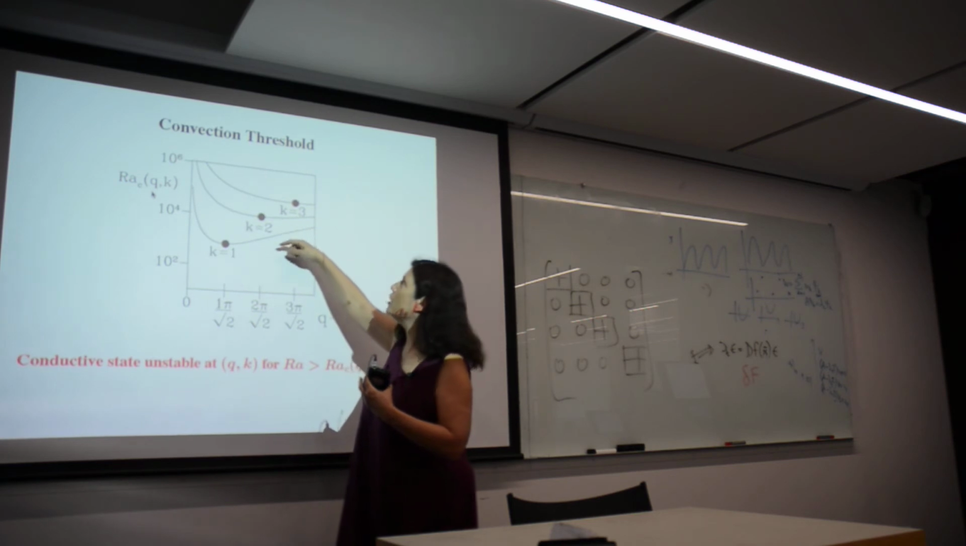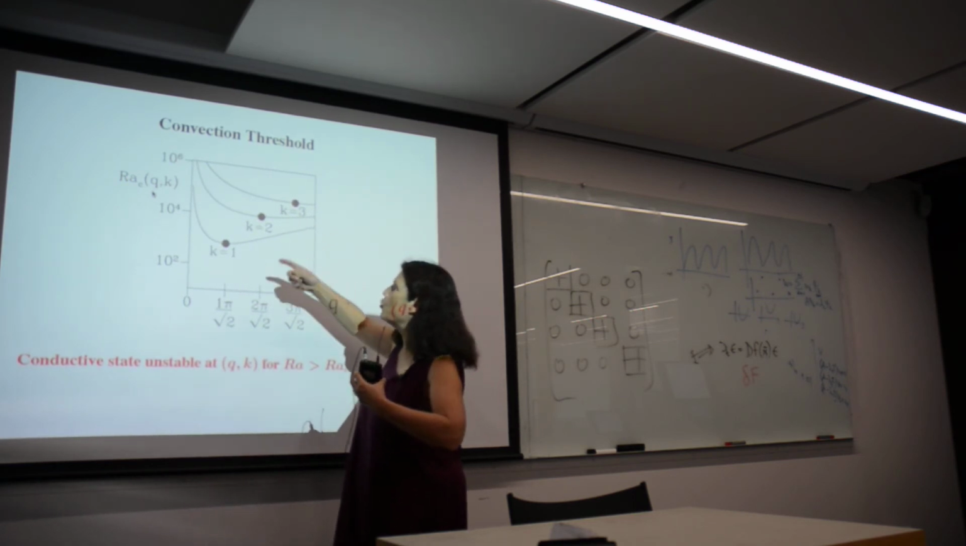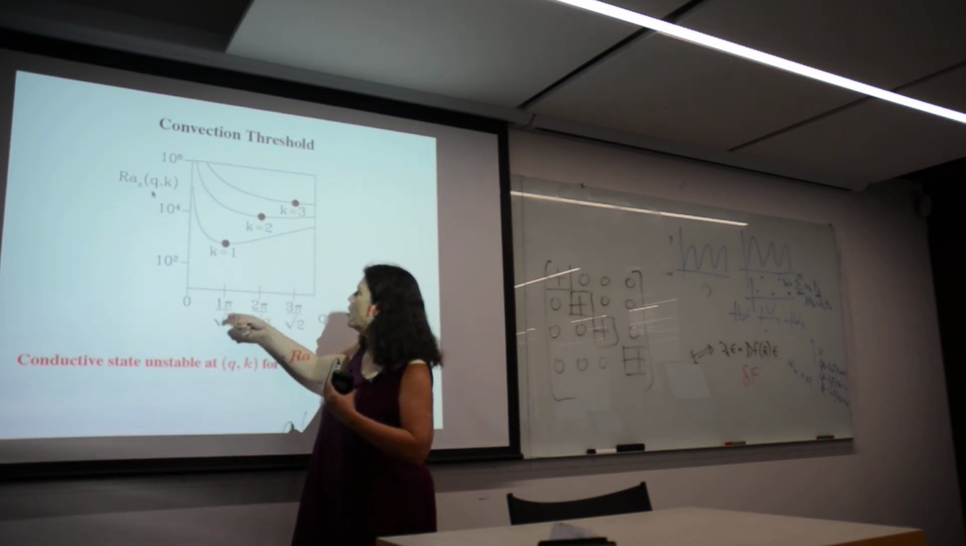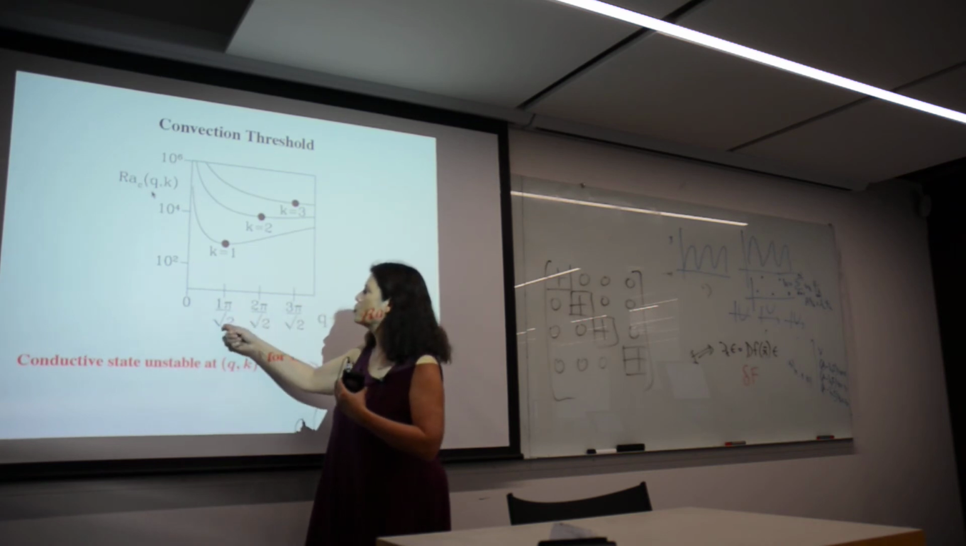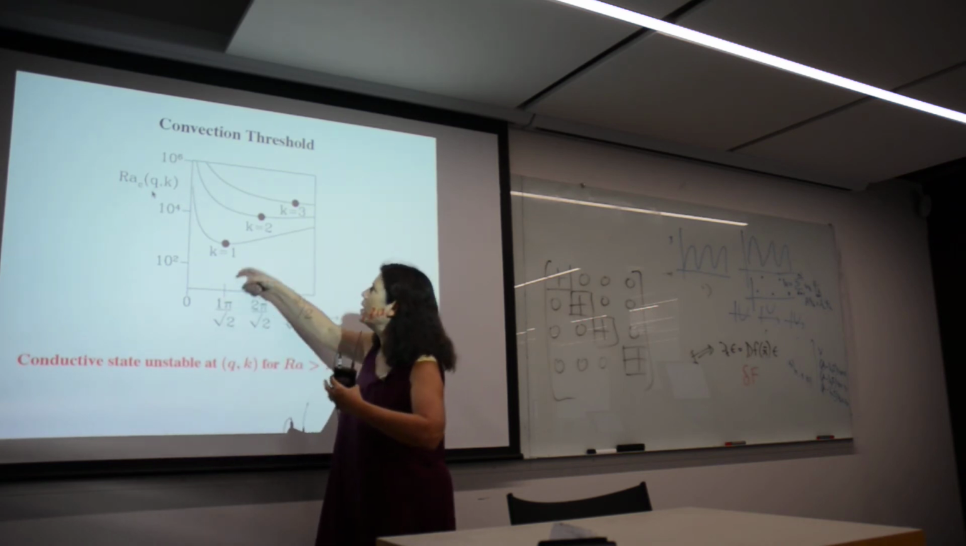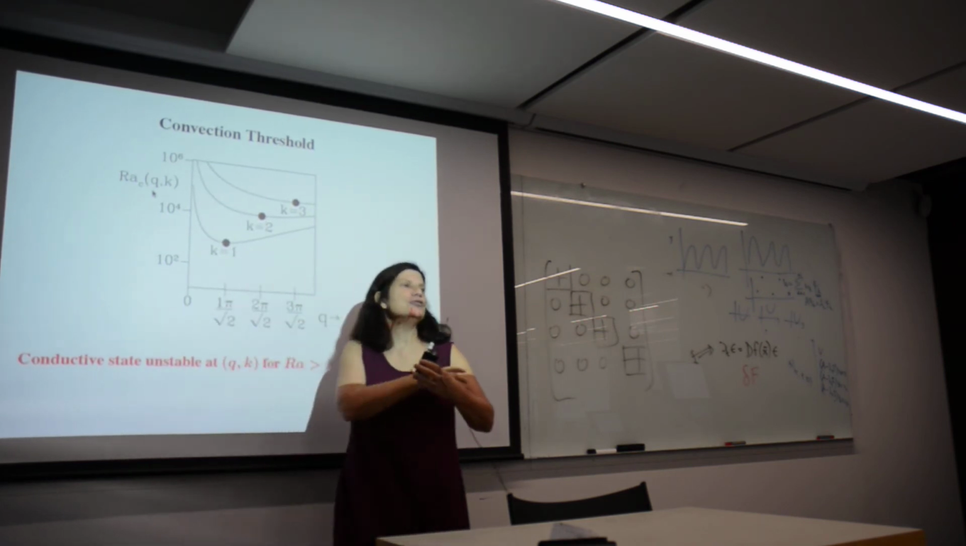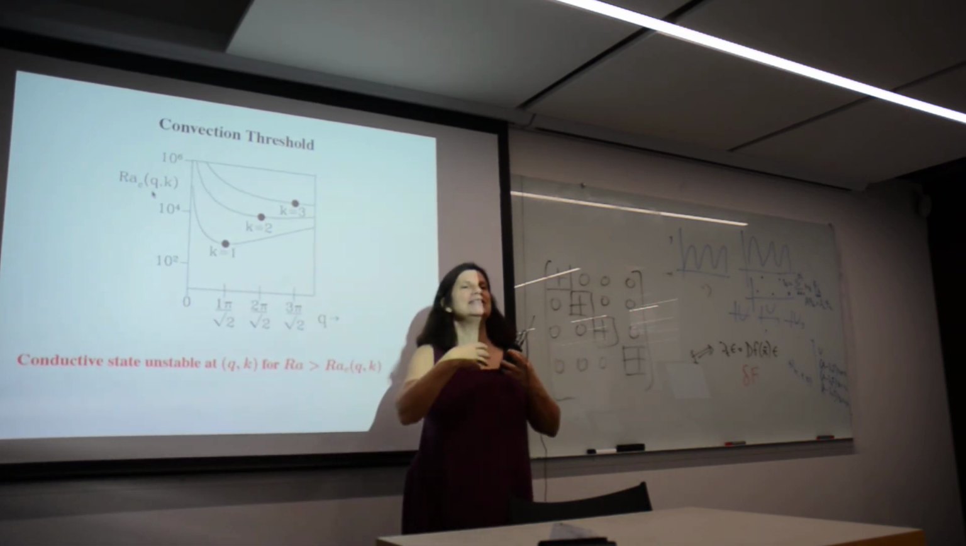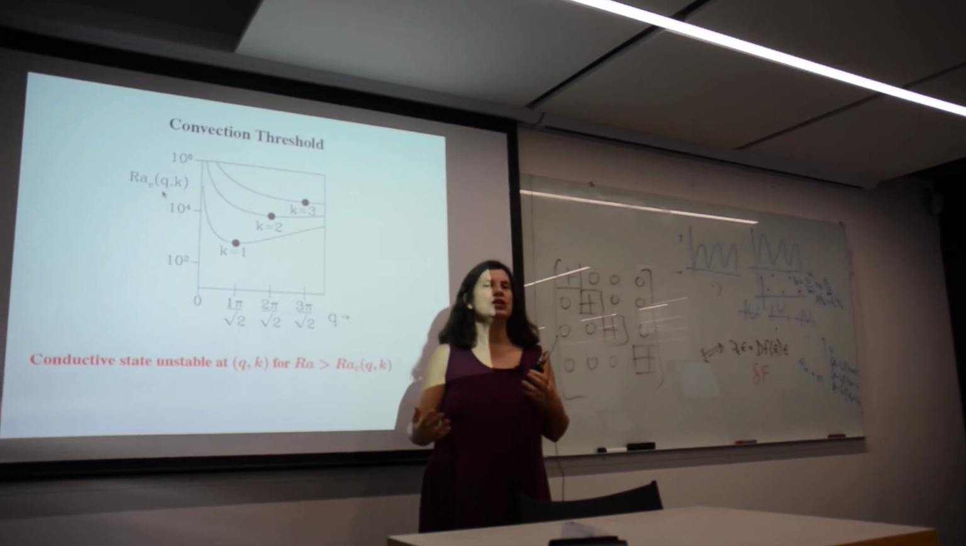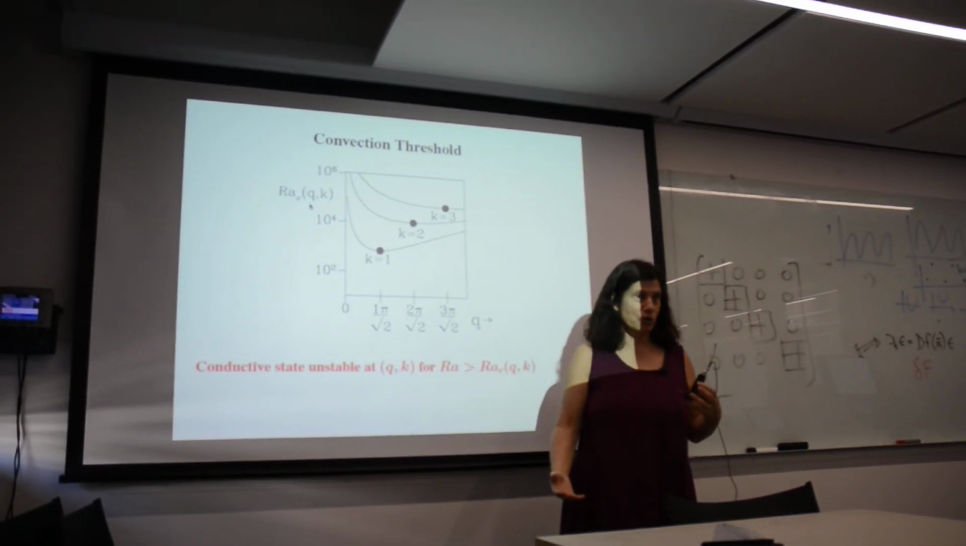Okay? And if you're looking for growth of a perturbation at Q equals pi over square root of 2, K equal 3, you look to see if you are above this curve. But if you are then interested to know if you are stable or unstable to all perturbations, what you need to do is to be above all the curves.